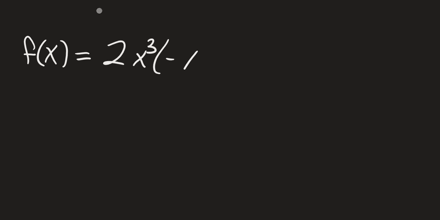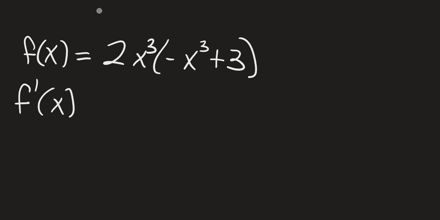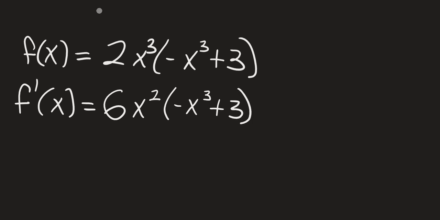The next function that we're going to take the derivative of is f of x equals 2x to the third times negative x to the third plus 3. When we take the derivative, first we find the derivative of 2x to the third, which is 6x squared, times the second left alone, plus the derivative of the second, which is going to be negative 3x squared, times the first left alone.